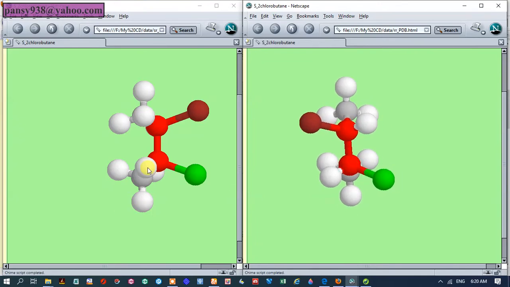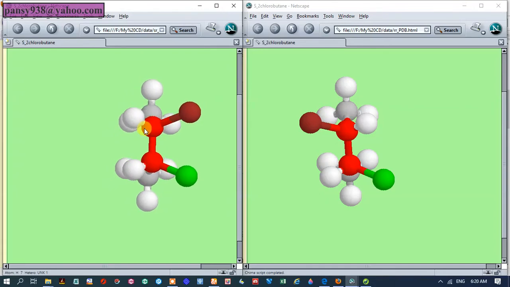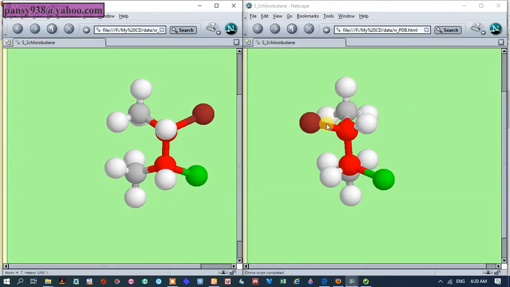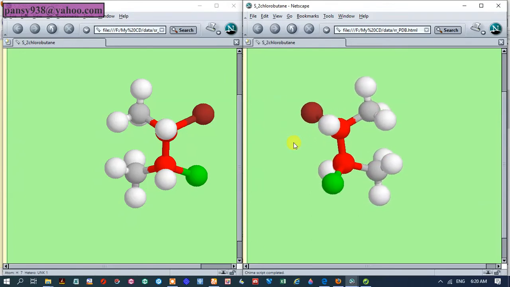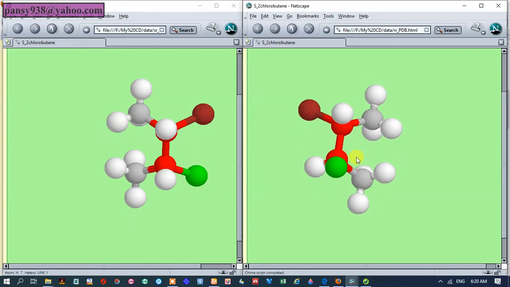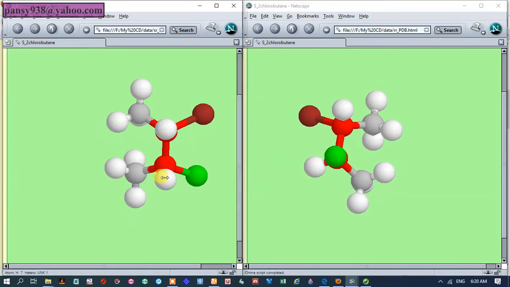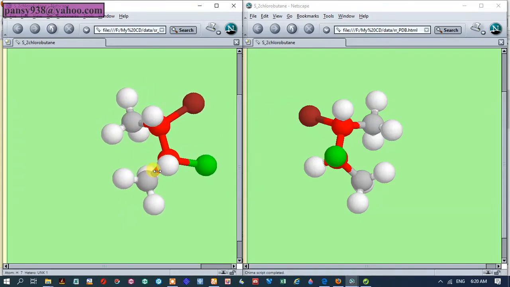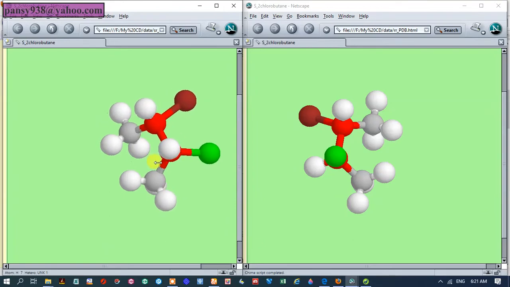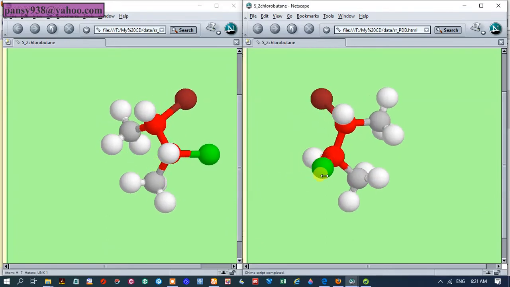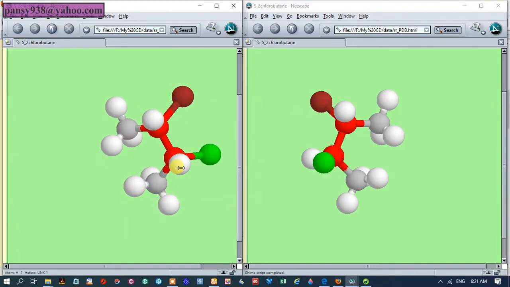You see that this upper portion is clearly the mirror image, but the lower case is not the mirror image, as the green colored chlorine atom does not have the structure like its mirror.